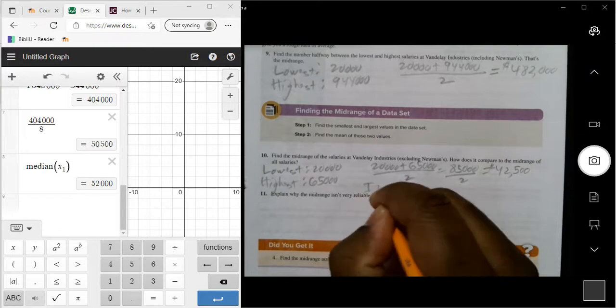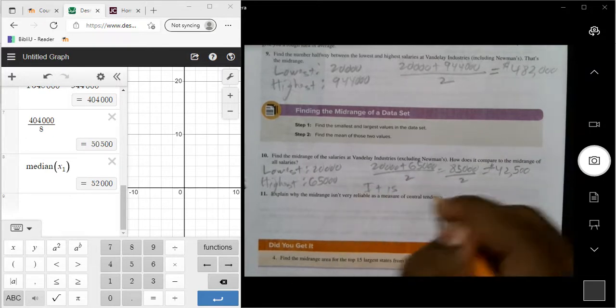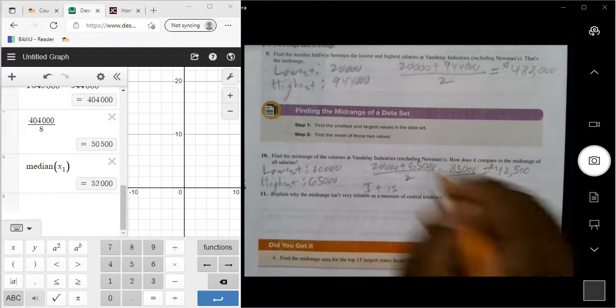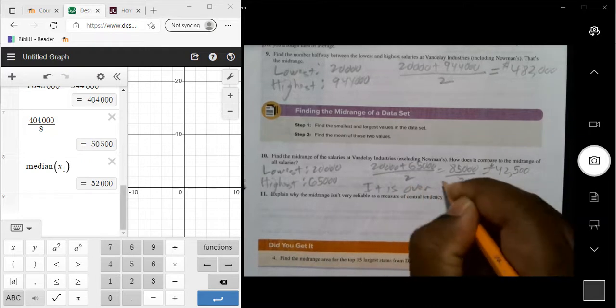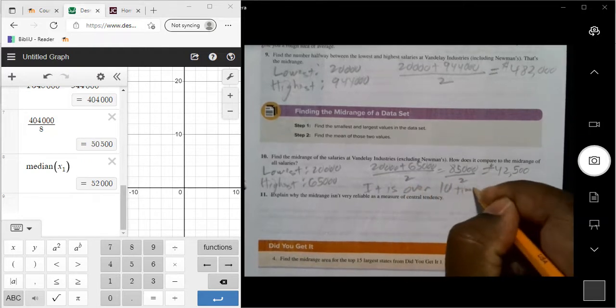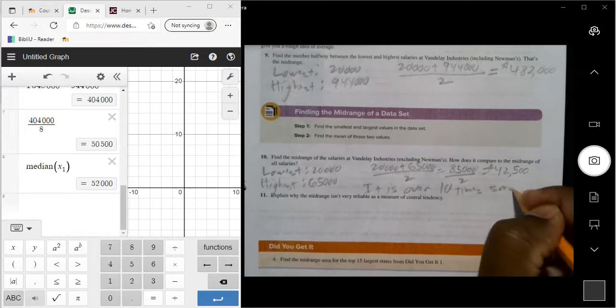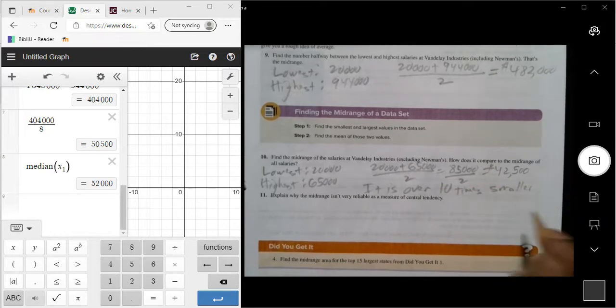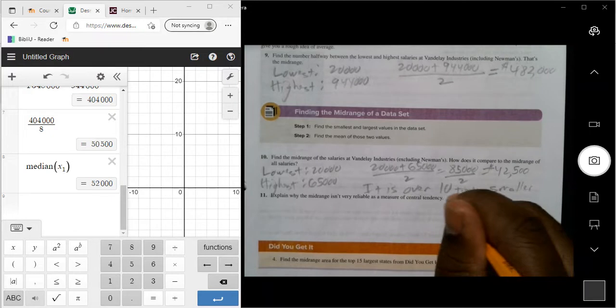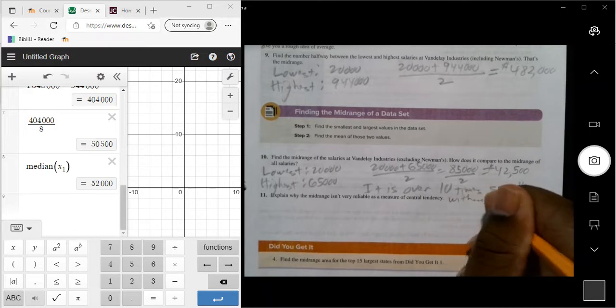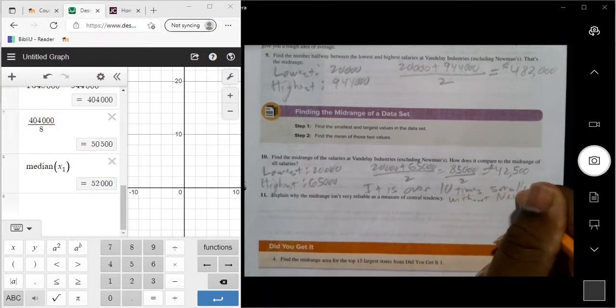So basically, it is what? Over 10 times smaller? It is over 10 times smaller without Newman's salary.